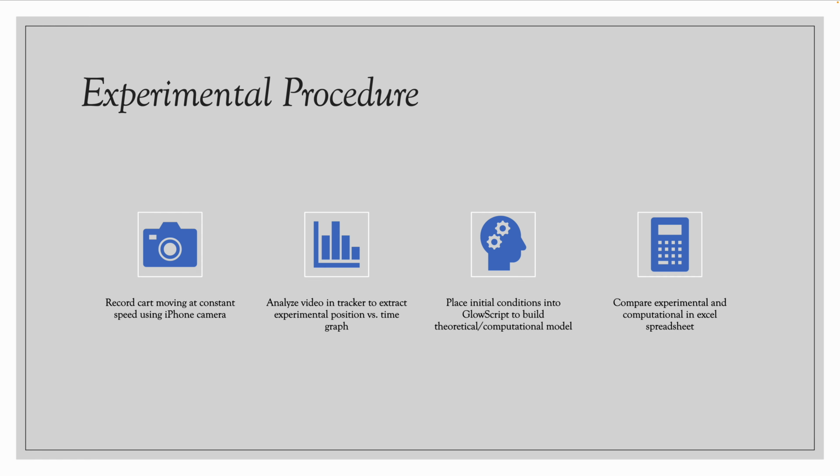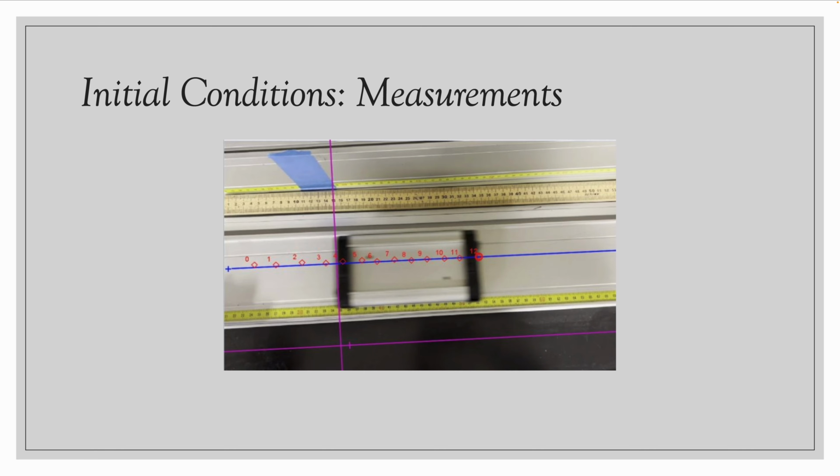Okay, so we first recorded the cart moving with an iPhone camera, and then we analyzed the video in Tracker to find our position versus time graph that we saw earlier, and then we placed our initial conditions in the GlowScript, and then we built our theoretical model that we would use to compare in Excel to see if it supports the theoretical data.